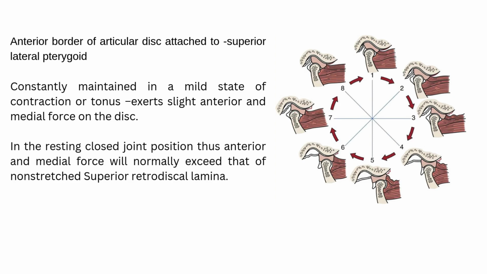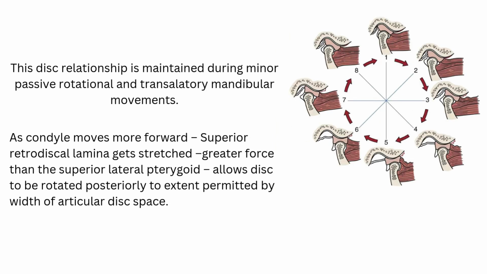The anterior border of the articular disc is attached to the superior lateral pterygoid. Thus, it constantly maintains a mild state of contraction, exerting slight anterior and medial force on the disc. In the resting closed joint position, this anterior and medial force will normally exceed that of the non-stretched superior discal lamina. The disc relationship is maintained during minor passive rotational and translatory mandibular movements.